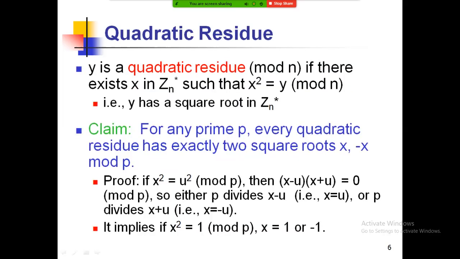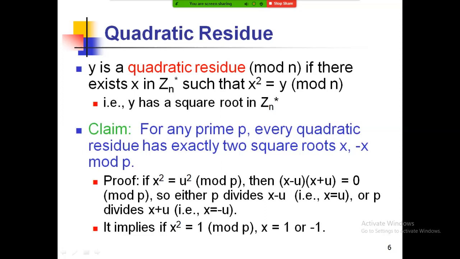So what is meant by quadratic residue? From that example, we are just framing the definition here. y is a quadratic residue mod n if there exists x in Zn asterisk such that x square is congruent to y mod n. So this is nothing but modulus of n, is it not? Modulus of Zn.